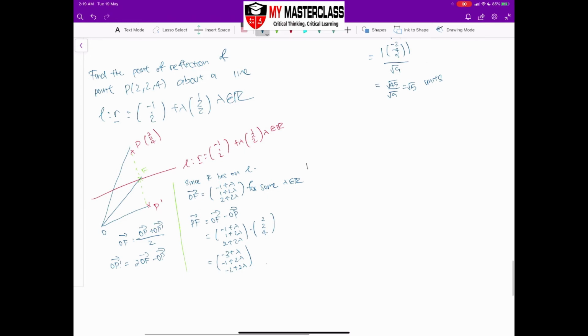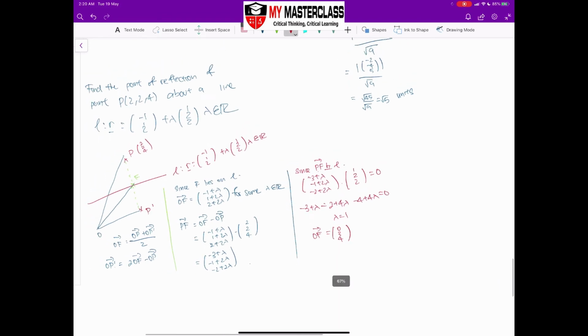From here, we will learn that PF is perpendicular. Since PF is perpendicular to my line, (-3 + lambda, -1 + 2 lambda, -2 + 2 lambda) dot with my direction, which is (1, 2, 2), will give me 0. Take note, PF perpendicular to the line, so PF dot my direction will give me 0. Quickly expand out: -3 + lambda - 2 + 4 lambda - 4 + 4 lambda gives 0, and you will derive lambda is equal to 1. So you can derive that OF will be equal to (0, 3, 4).